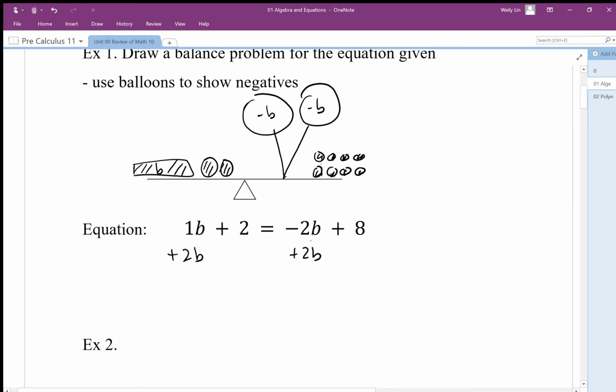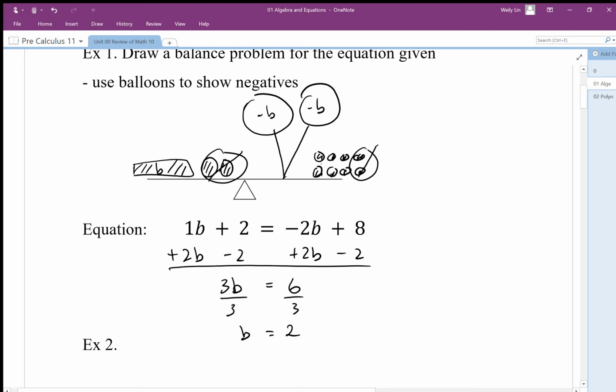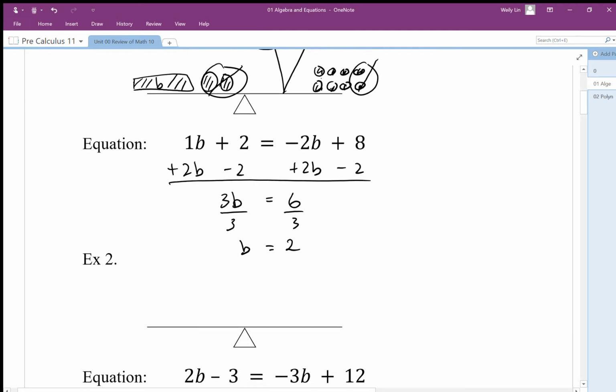I want to get all the ones to the other side, so I'm going to take away a couple of ones here and a couple of ones here, and get rid of those. What ends up happening is we end up with 3b on this side and 6 ones on this side, and we can group those 3b's by dividing both sides. You don't need to use the balance to actually solve the equation, but it's important to understand how the balance works. There are some physical properties that translate to algebraic properties.